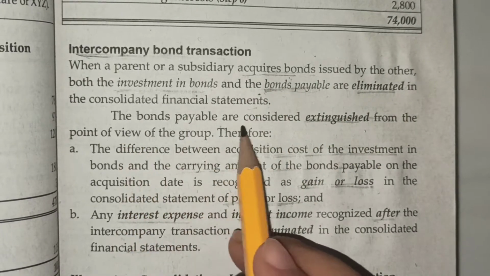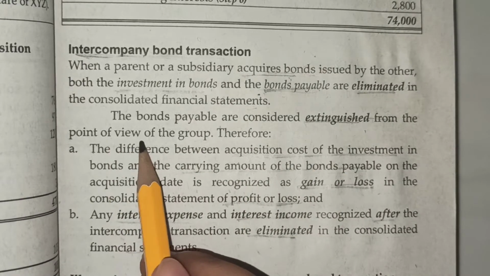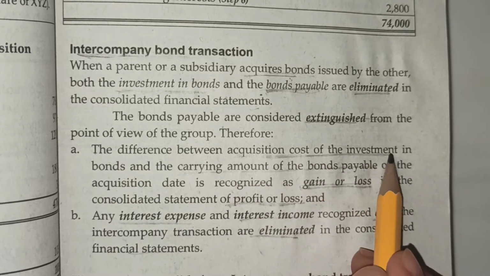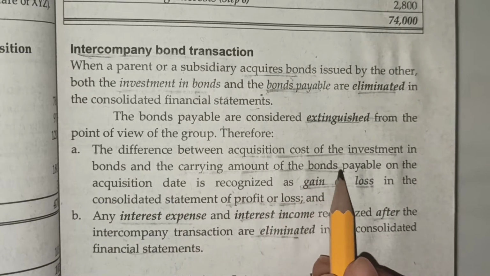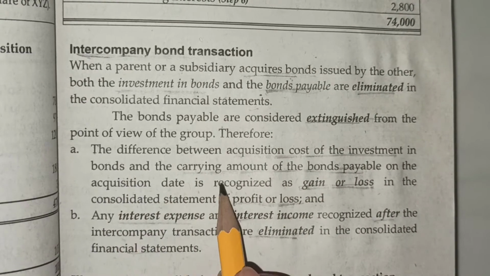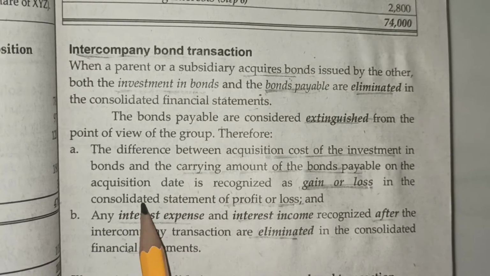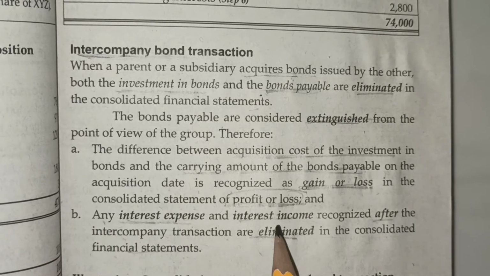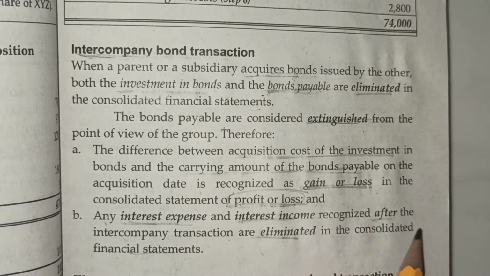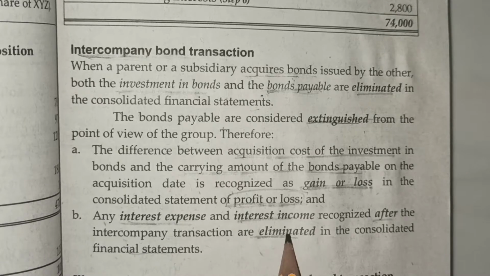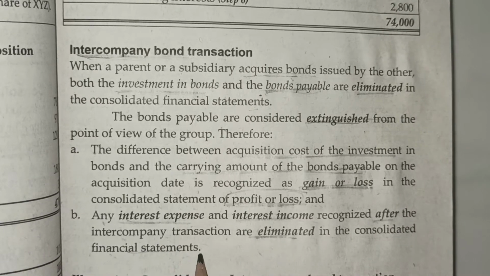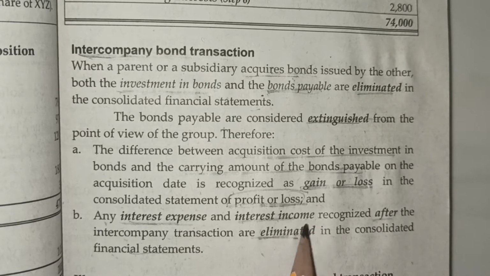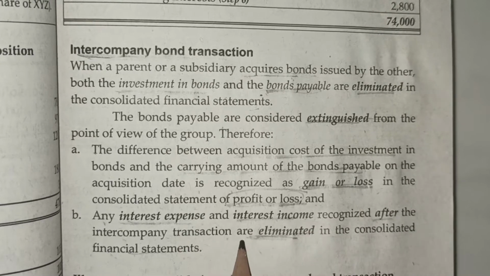The bonds payable are considered extinguished from the point of view of the group. Therefore, the difference between acquisition cost of the investment in bonds and the carrying amount of the bonds payable on the acquisition date is recognized as gain or loss in the consolidated statement of profit or loss. Letter B. Any interest expense and interest income recognized after the intercompany transaction are eliminated in the consolidated financial statements. So, sa interest expense and interest income na na-recognize daw ay ma-eliminate after the intercompany transaction.